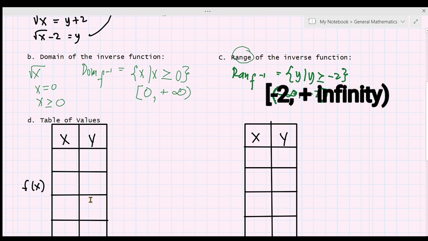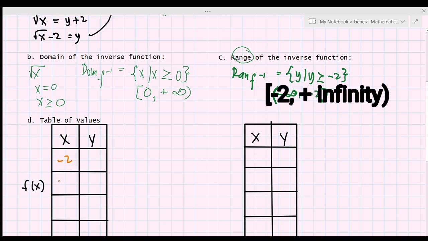Now, using the table of values. In the table of values, we have to use the restricted domain of our f of x. F of x stands for our original function. Our original function tells us we need to restrict the domain at x must be greater than or equal to negative 2. Therefore, we have these values of x that are greater than or equal to negative 2. So we start at negative 2 and go upward.